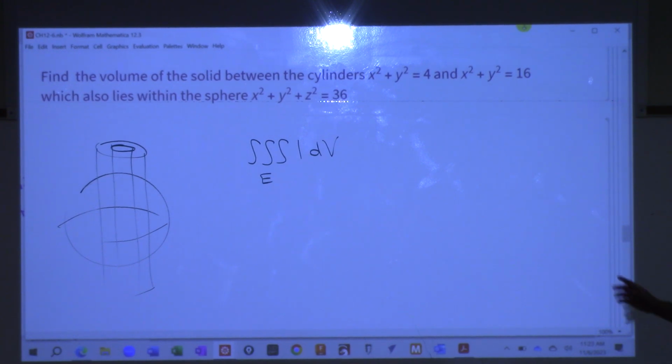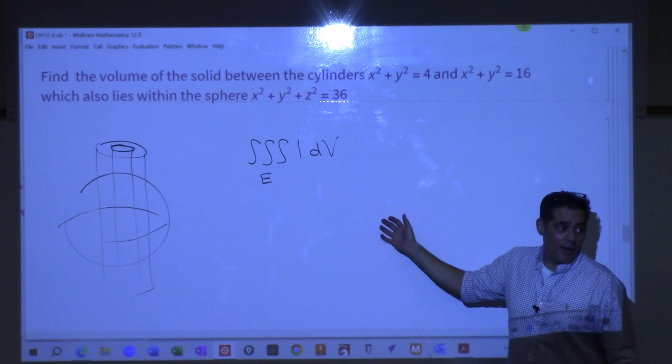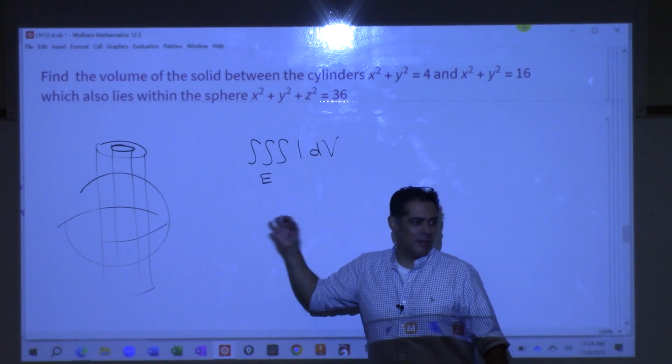Remember, this is one of the big ideas. I actually ended class with this last time. When you have a triple integral of 1, that gives you the volume of that solid. If you have a double integral of 1, it gives you the area of the region you're integrating over. Remember that? Okay.